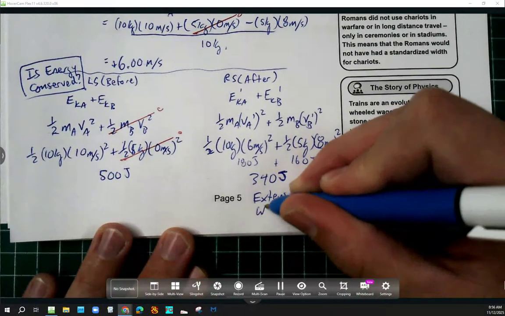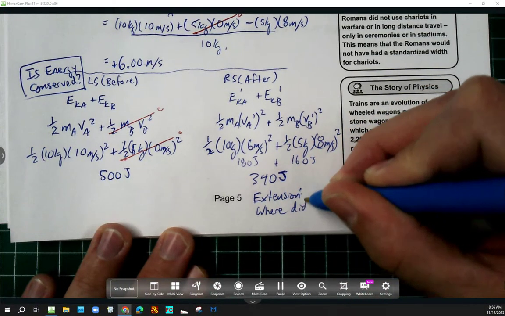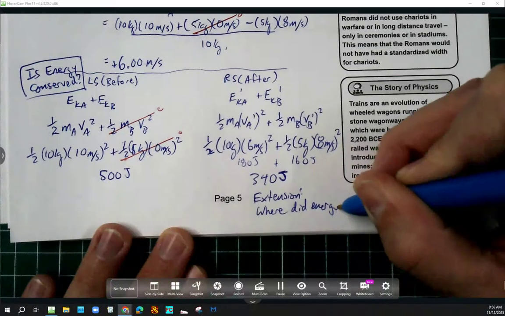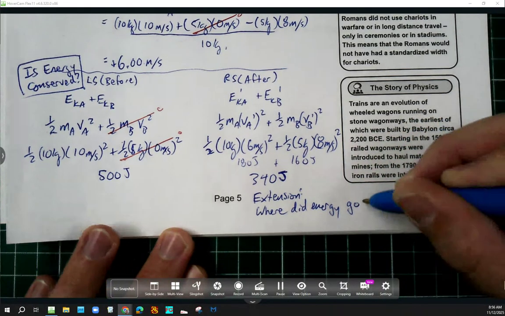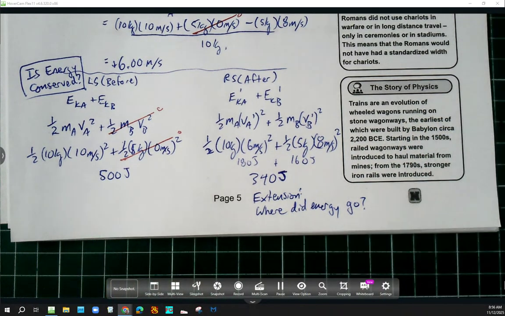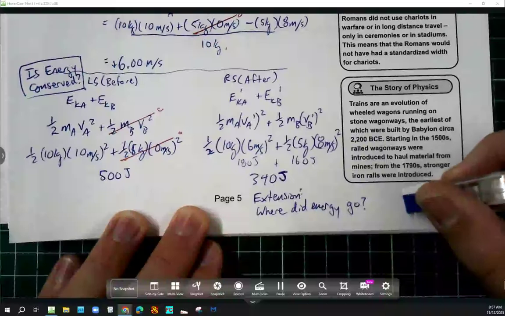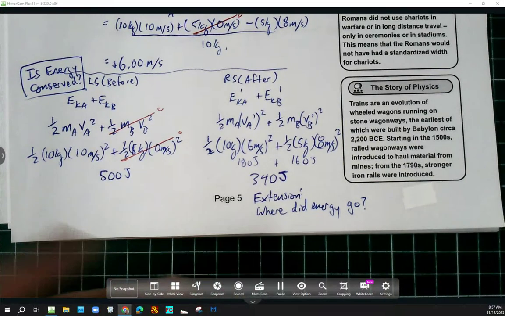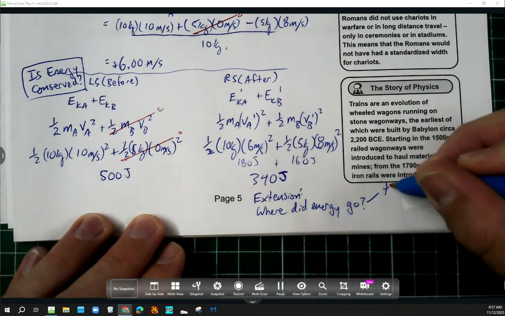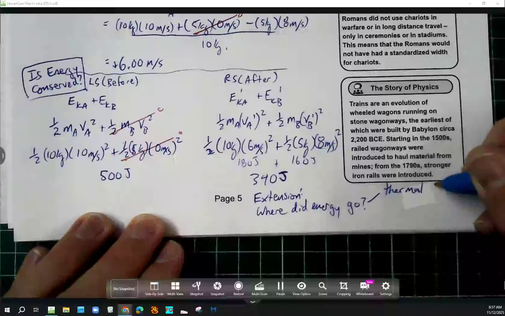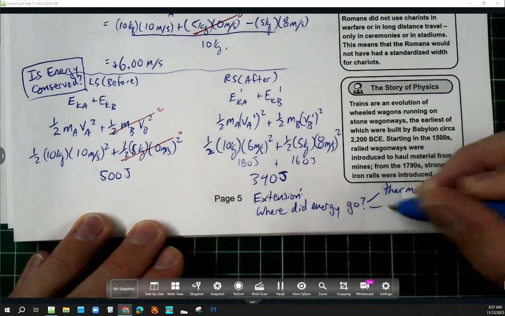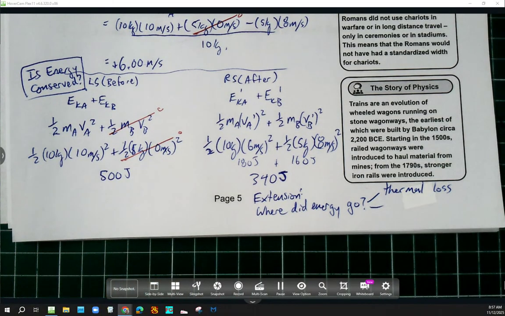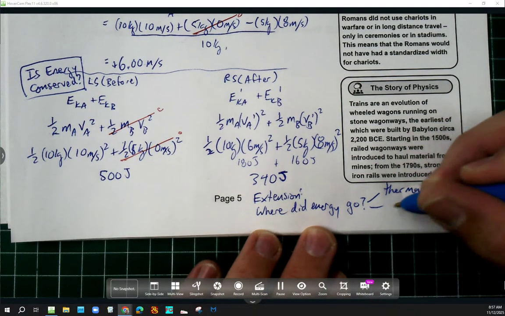where did energy go? You guys want to suggest? Where are some places that energy could have gone to? What's that? Lost its thermal energy. Sure, yeah. Maybe when these things bumped into each other, some heat got released. Yeah. Thermal energy loss. Where's another place it could go? Yeah. Sound? Yeah. The sound of the crash, right? You ever go to the train yard, you hear some crashes. Sound energy.